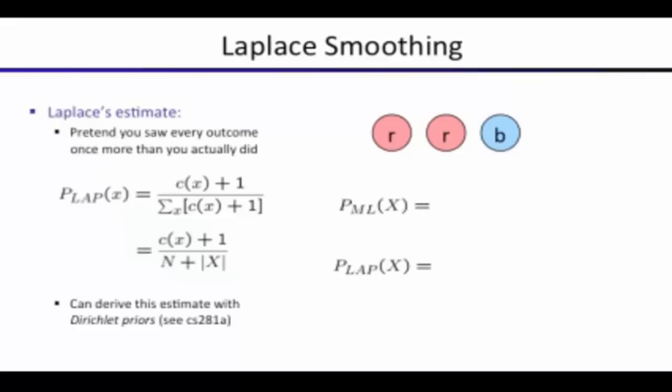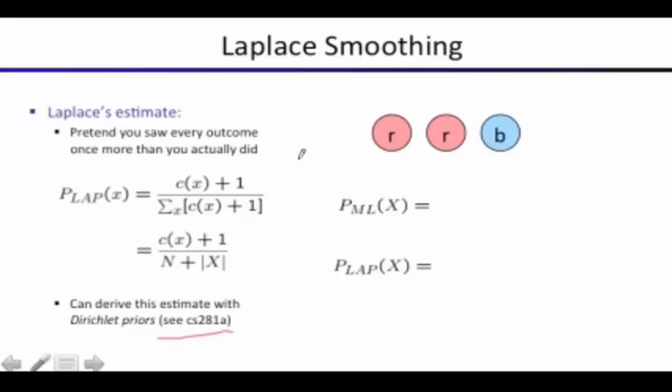So what did he do? What did he propose? There are good probabilistic reasons for this, which we can't get into here, but if you're interested in probability and where this comes from, see 281A. The idea is we want to eliminate the zero probability. We want to make sure we'll never assign zeros to anything, right? Because zeros are wrong.